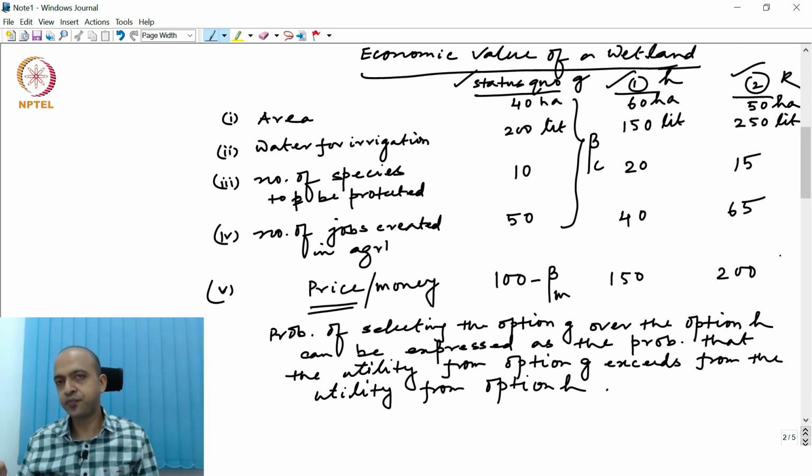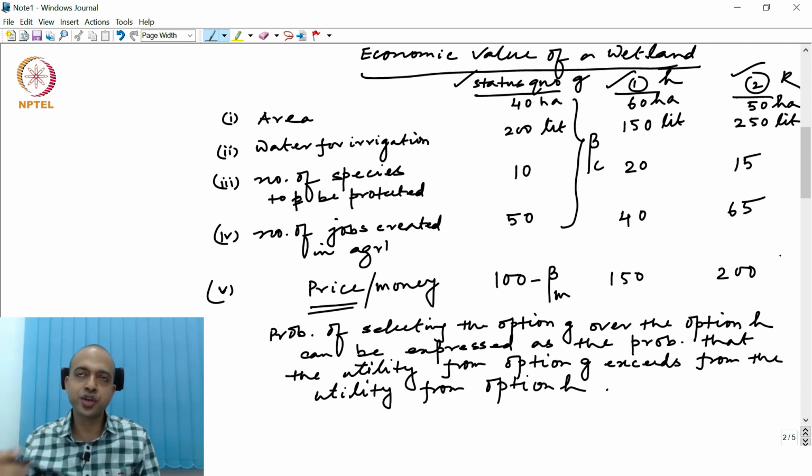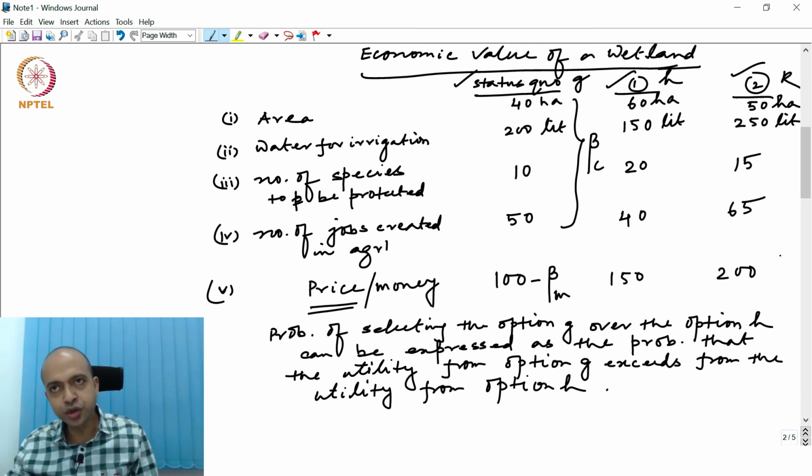So with this, we are closing our discussion on the stated preference approach. Firstly, we discussed the contingent valuation method and its problems, and then we also explained the reasons for the huge difference between willingness to pay and willingness to accept. And then today we discussed the choice experiment, how it has overcome the problems with an example, and we have also discussed the econometrics of this.